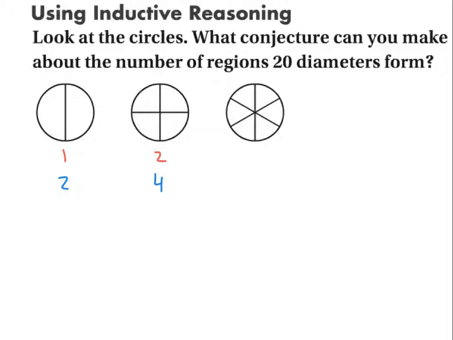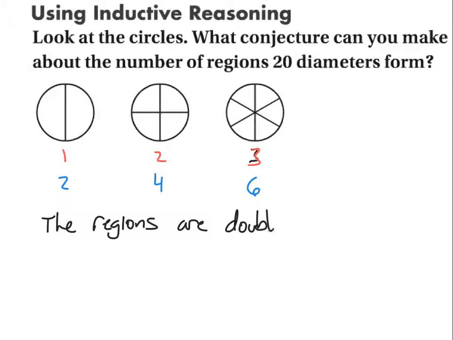4. And in our third circle, we have 3 diameters. Oops, I changed colors on you. 3 diameters. How many regions do we have? 6. Do you see any patterns going on here? It's going to be what? Double the number of diameters. Yeah. So let's just say the regions are double the number of diameters.